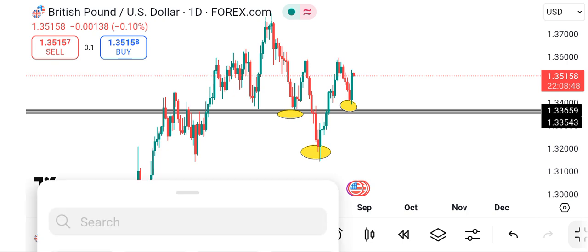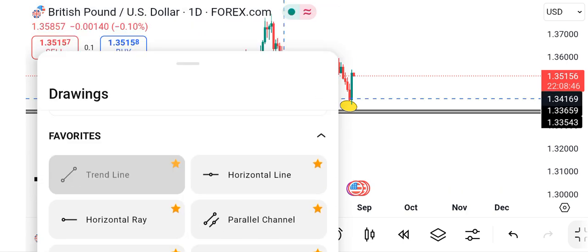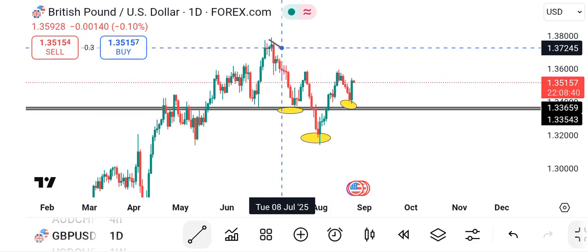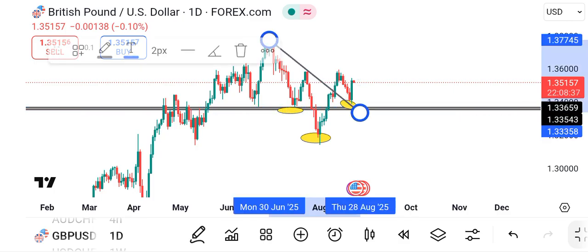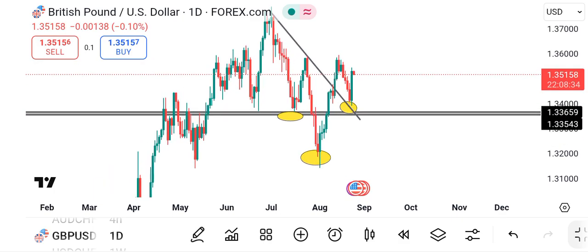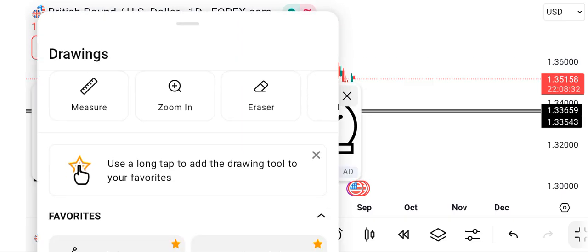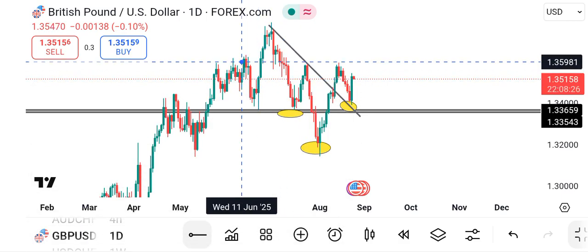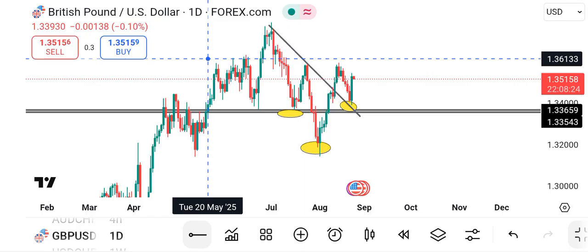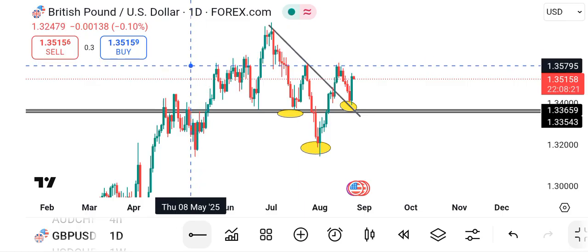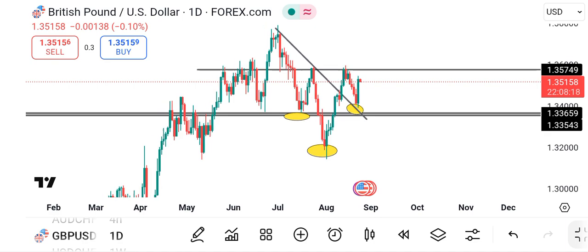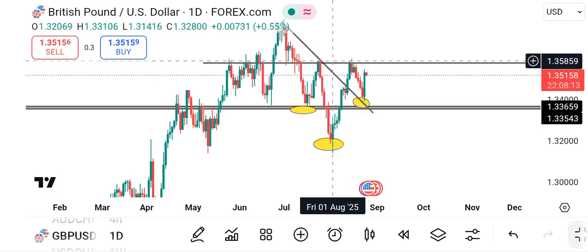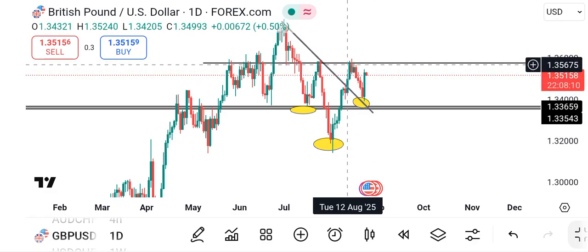You know that the principle of the inverse head and shoulder states that before it is valid, it has to take out the neckline. In this case, the market has not taken out this particular zone. This is the zone I've been calling for the last two weeks. You can watch my previous videos to see I've been saying that until we are able to take out this zone, we are not free yet. When we got here, the market collapsed.